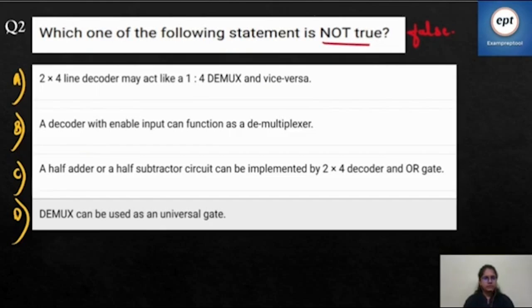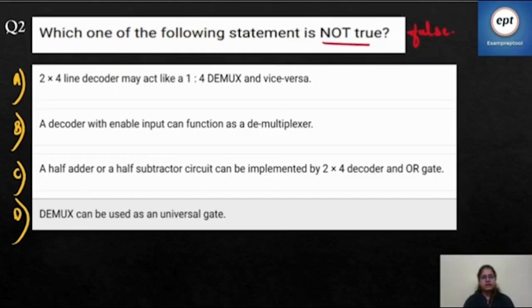If you see the second one, a decoder with enable input can function as a demultiplexer. This is also correct. A half adder or half subtractor circuit can be implemented by a 2x4 decoder and OR gate. This is also correct. These are the theoretical statements they have made, so A to C are the correct ones.